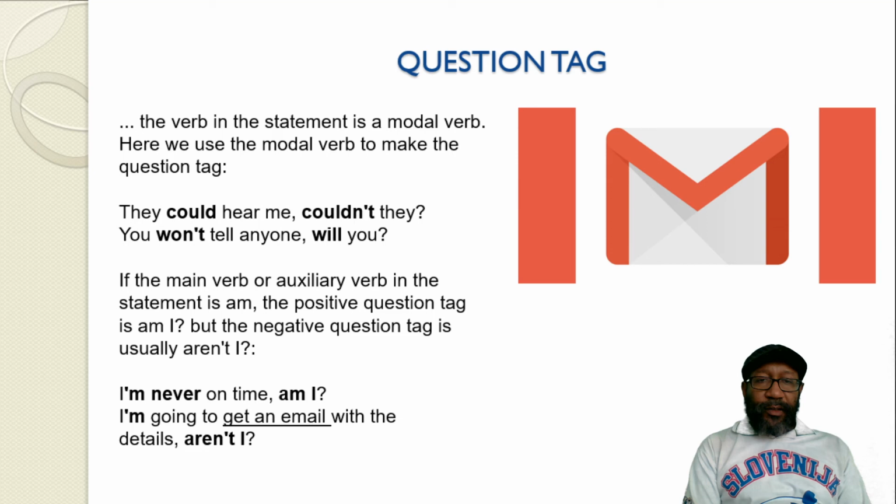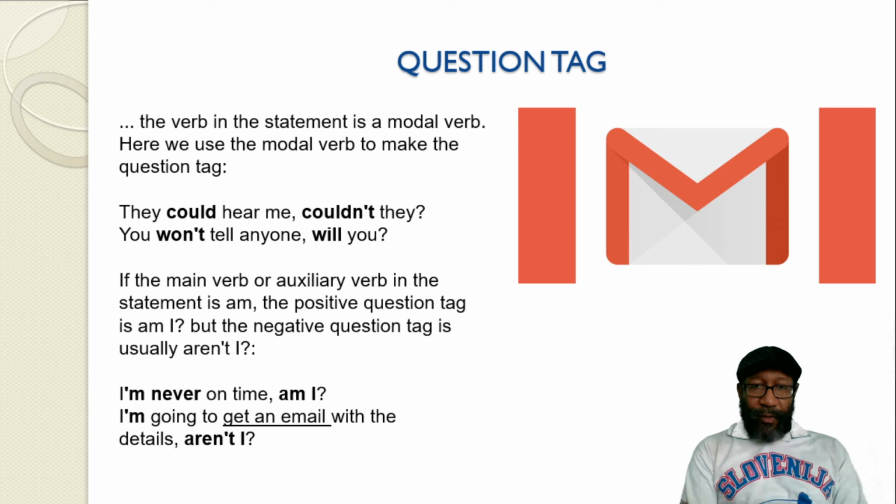If the main verb or auxiliary verb in the statement is am, the positive question tag is am I, but the negative question tag is usually aren't I. So you see, there's a very specific rule here about question tags in the first person with the verb to be. I'm never on time, am I? "Never" is a negative word, so the question tag is affirmative.